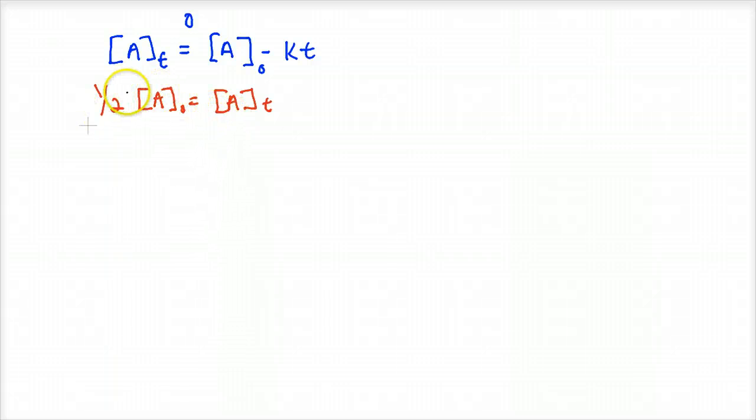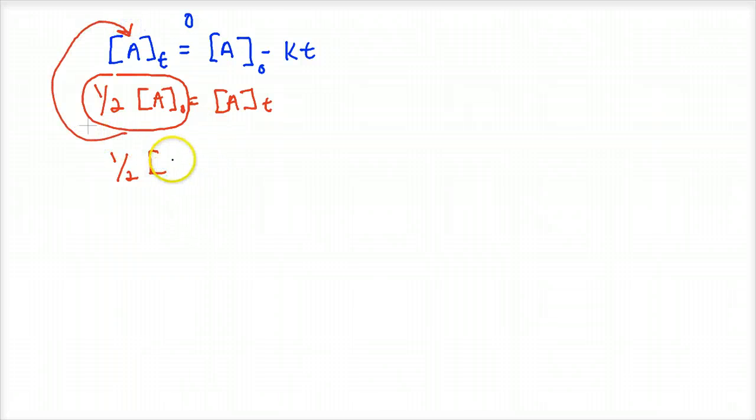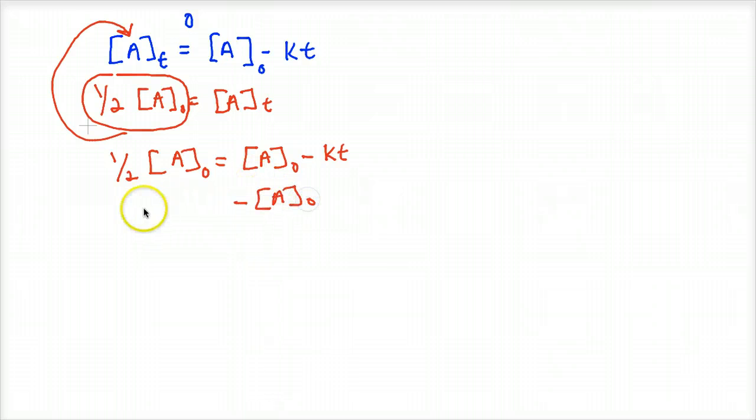So we're going to plug that in. We're going to use this value to plug in for A of t. And what we're going to get is 1/2 of A's original concentration equals A original minus KT. Now, just a little simplification.